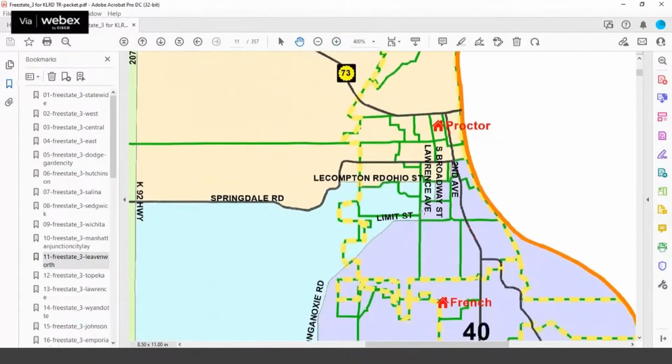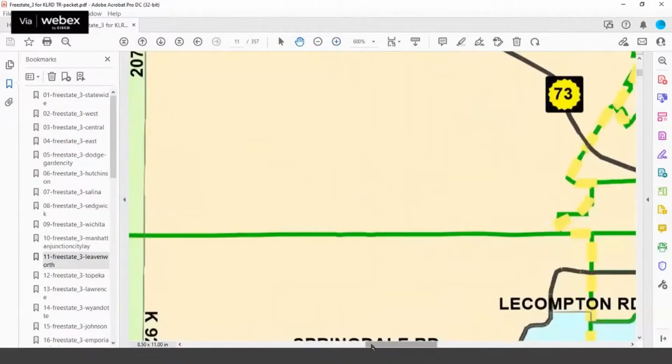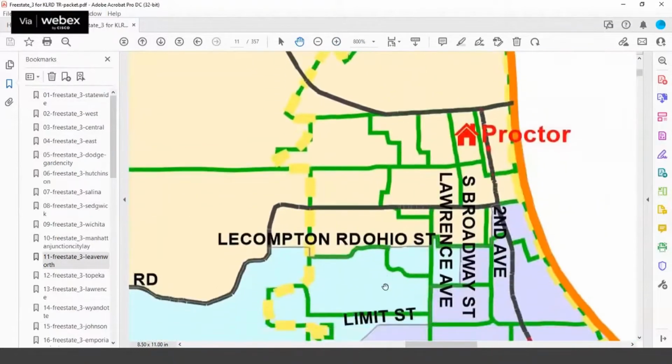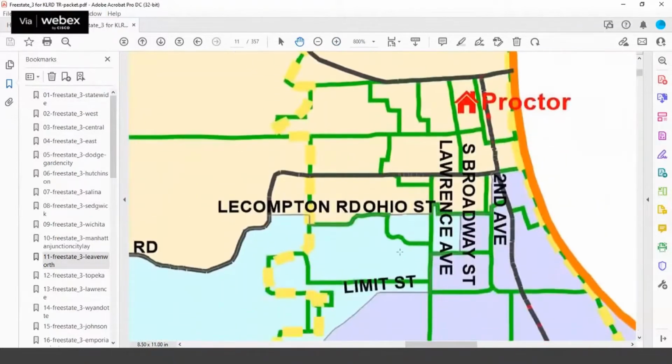Sirs, if you look at the area between Limit Street and Lecompton and Ohio Street, that is one precinct. That is Ward 6, Precinct 5. And that one precinct is cherry picked out. It includes Leavenworth High School and Henry Leavenworth Elementary School. And it is, as I said, a residence for a majority of the opposition to Representative Proctor, by coincidence.